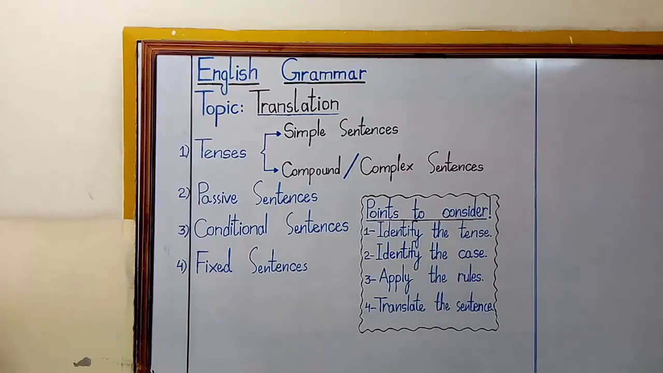My dear brothers, yesterday in the last video lecture, we discussed simple sentences translation, and I told you 4 points to remember or consider when you are translating a sentence from Urdu to English. Point number 1, for your review, identify the tense first of all. Number 2, identify the case, whether it is an affirmative sentence, negative sentence or interrogative sentence. Number 3, apply the rules of that particular tense. And point number 4, translate the sentence. Hence, your process is over.